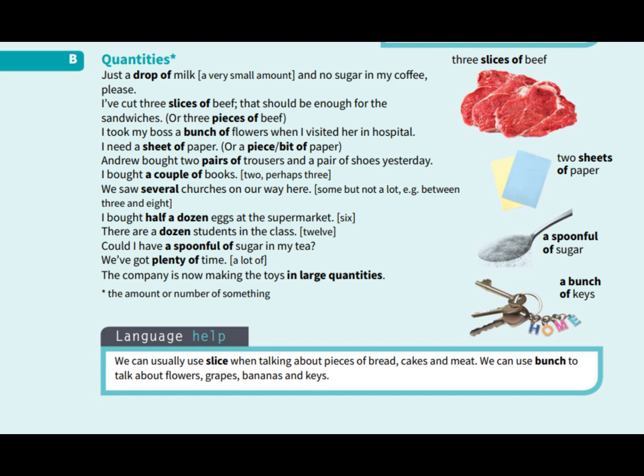Half a dozen means 6. For example, I bought half a dozen eggs at the supermarket. A dozen means 12. For example, there are a dozen students in the class. A spoonful is the amount that a spoon can hold. For example, could I have a spoonful of sugar in my tea?